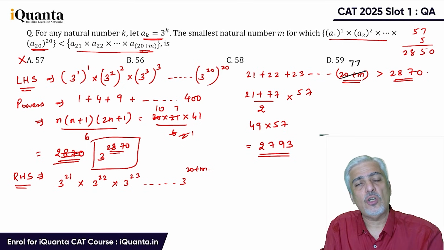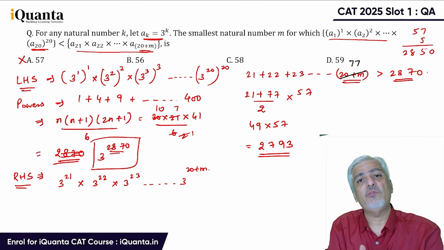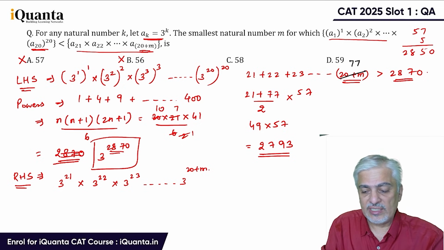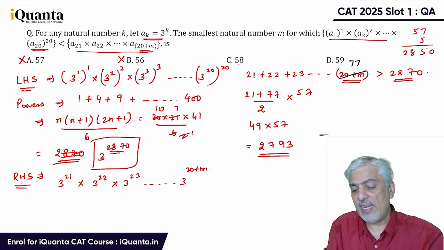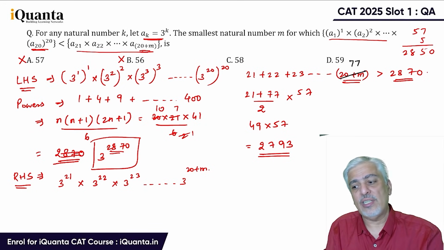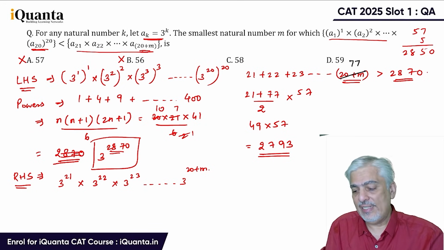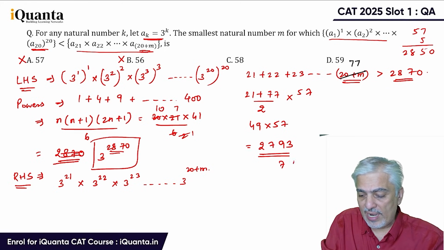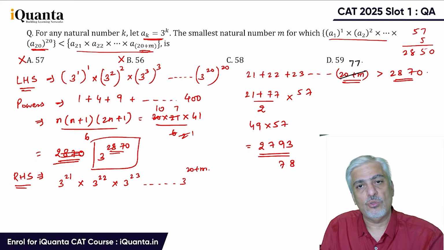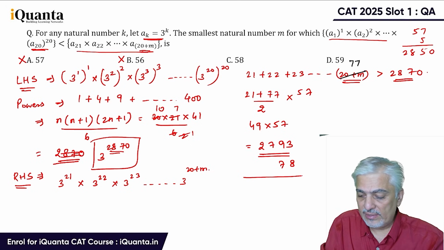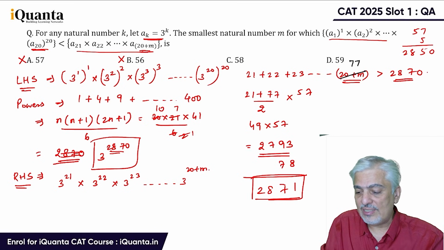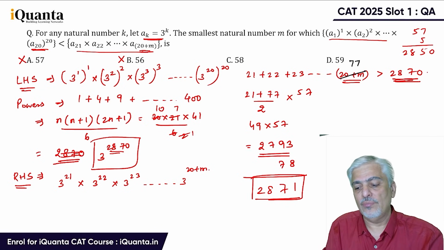So 57 is not my answer. See, why do I check with the middlemost option? Because if 57 is not my answer, even 56 is not my answer. Let's check for 58. Now don't do the whole calculation again. Only one more term gets added. That means in short over here, I have to add 78. 77 was the last term. So only one term gets added, 78. So that will be 2871. So it has just gone over 2870. Which means that is your answer, which is the option C.